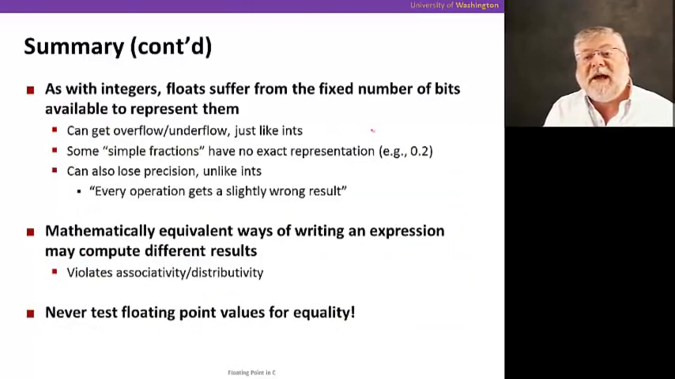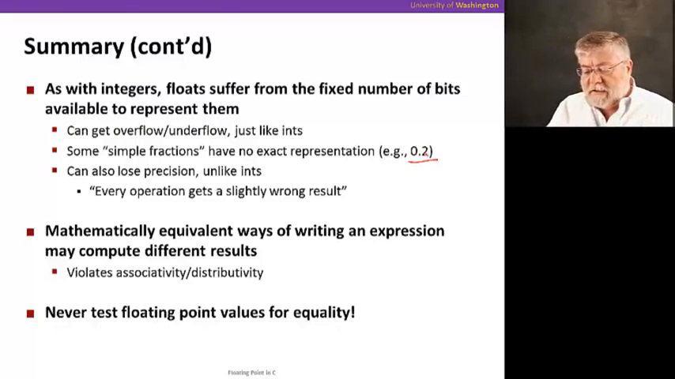Finally, we always have to remember that all these representations suffer from the problem that there's a fixed number of bits, and that means we can get overflow or underflow. In floating point, we also have to consider the fact that even simple fractions like 0.2 do not have an exact representation. In fact, it's a repeating representation that we have to truncate at some point and round. Okay, so we can lose precision. Unlike in ints, every operation gets a slightly wrong result that is rounded from the exact result. And these can pile up, and that's why we do that round to even, to make sure it doesn't go in one direction all the time.